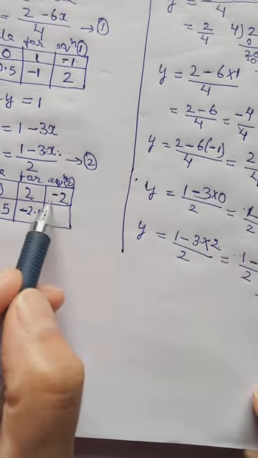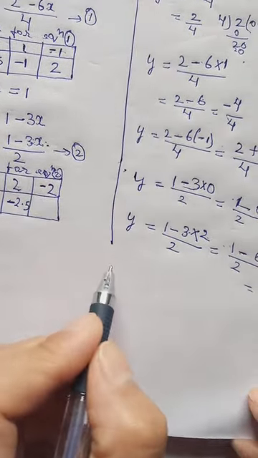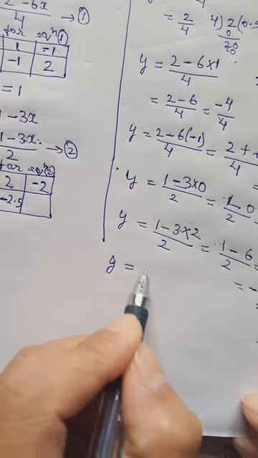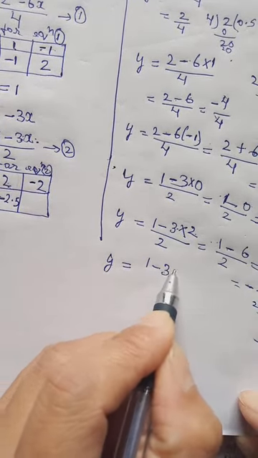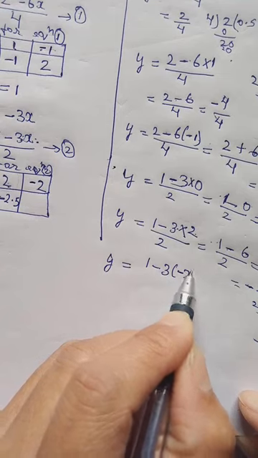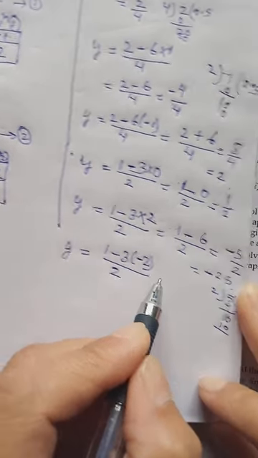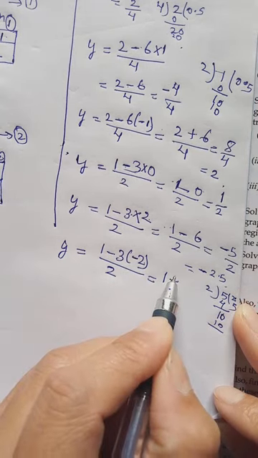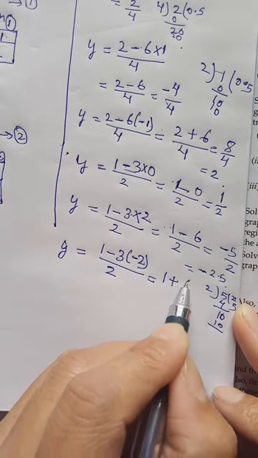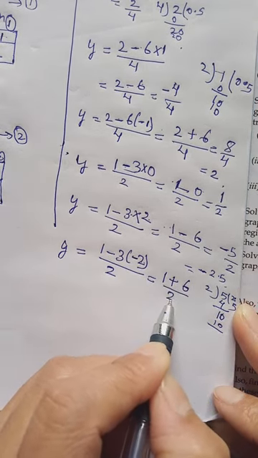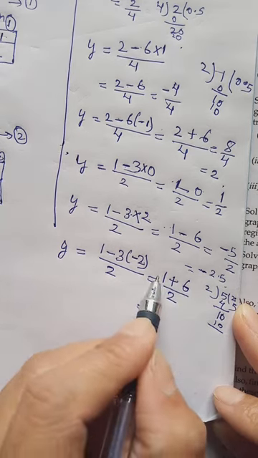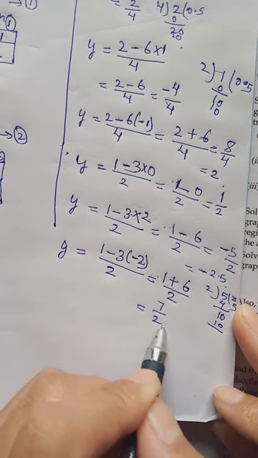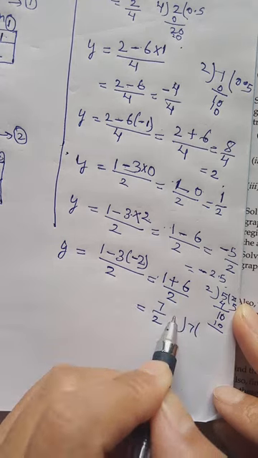Now we will calculate for x equal to minus 2. y equals 1 minus 3 in place of x we put minus 2, divided by 2. Equal to 1 minus, minus becomes plus, 3 into 2, 6. We divide by 2. So 6 plus 1, 7. Divide by 2.